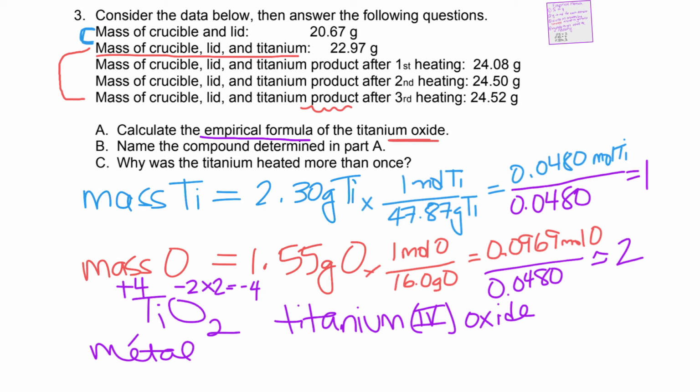And then lastly, we have letter C. Why was the titanium heated more than once? I already answered that. It's to heat to constant mass and be sure that all of the titanium was converted to the titanium oxide, or the titanium(IV) oxide in this case.